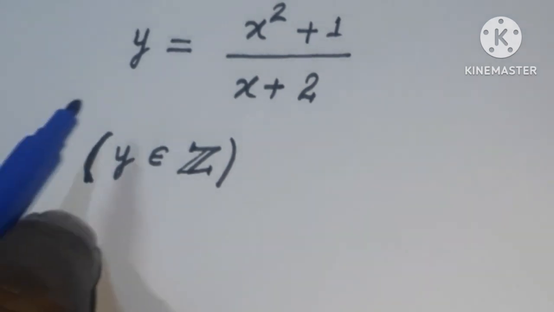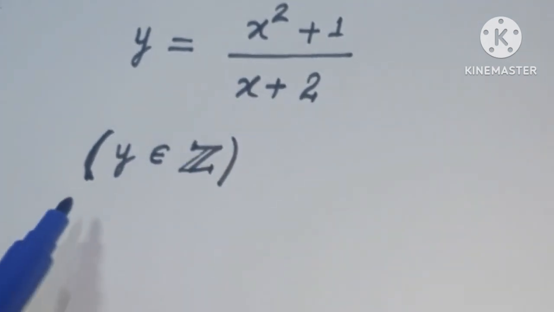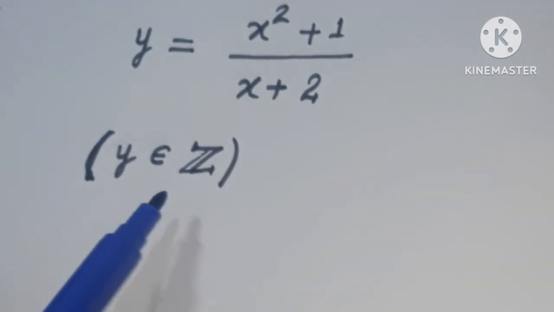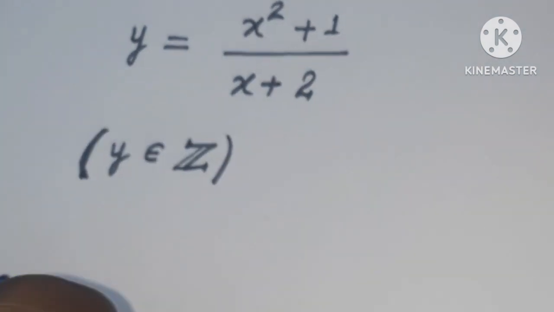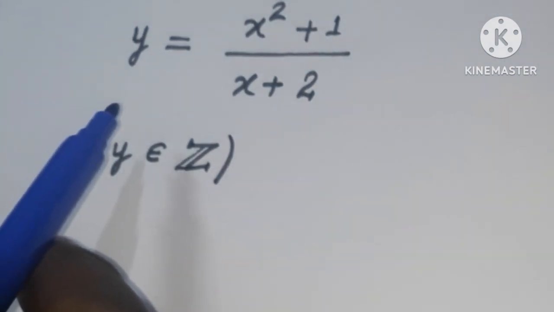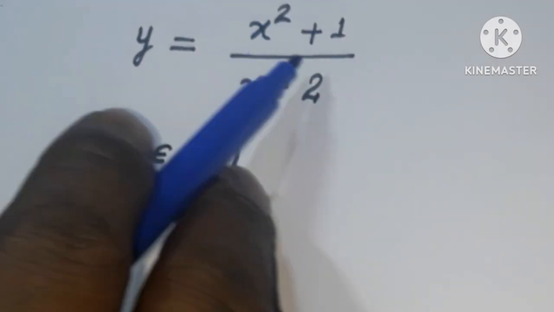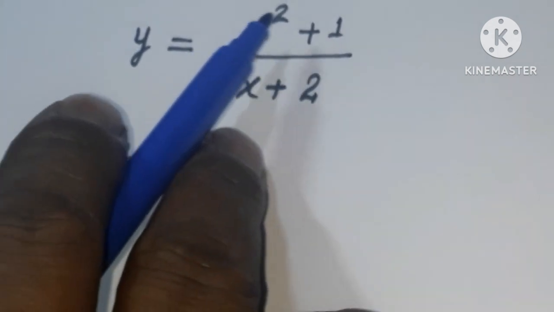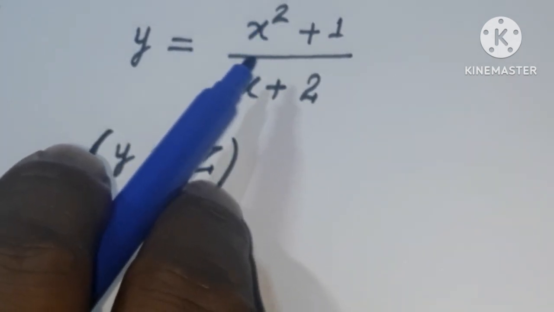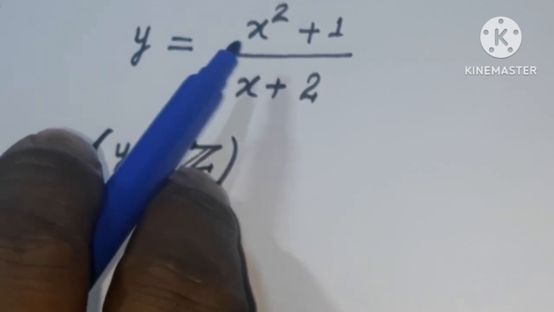Today we have this question: y equal to (x square plus 1) divided by (x plus 2), where y should be an integer. So how can we solve this question? Before solving it, I would like to manipulate it. Here we have x square plus 1 being divided by x plus 2. I need to find the values of x so that we can get an integer value for y. How can we do it?